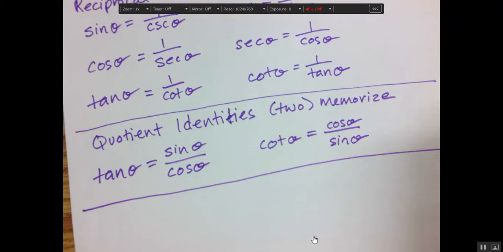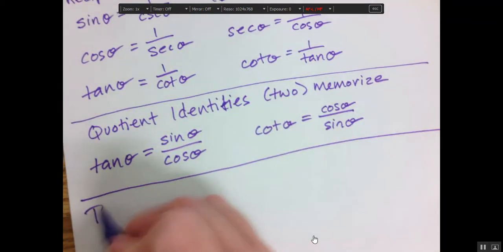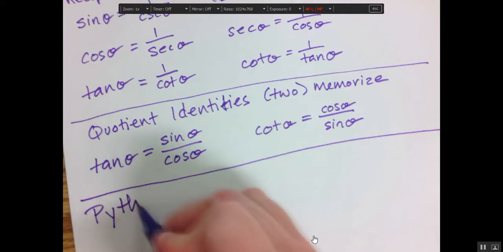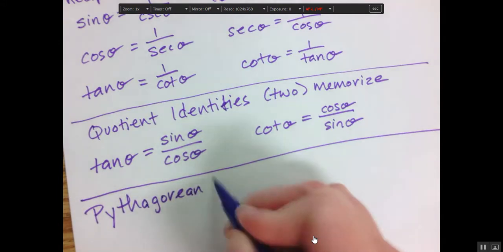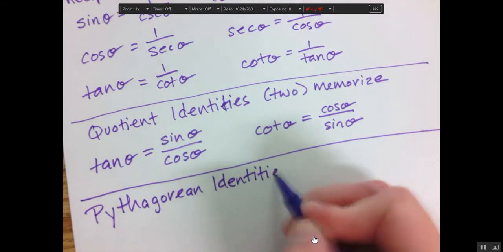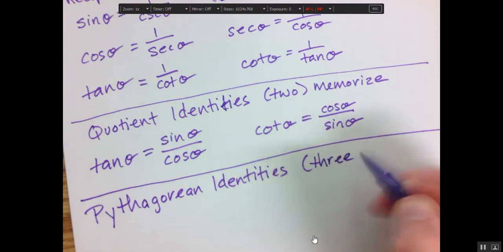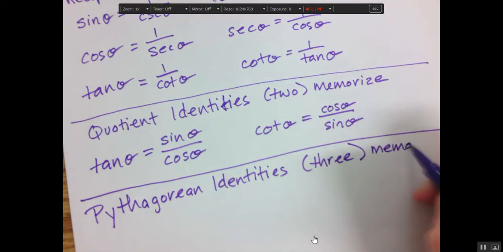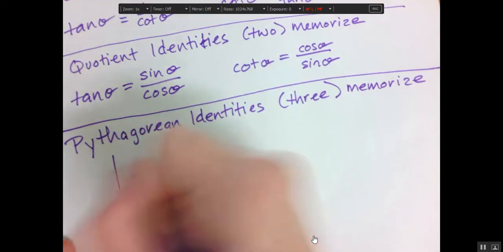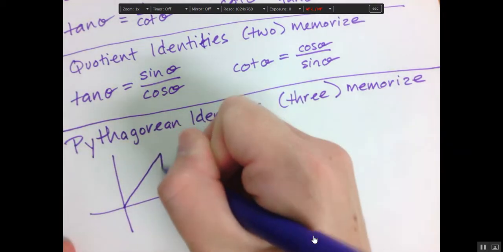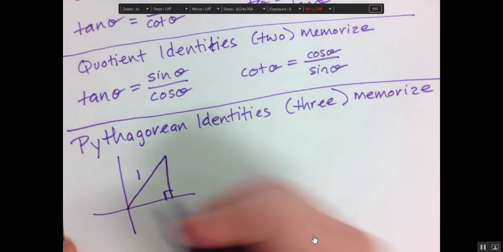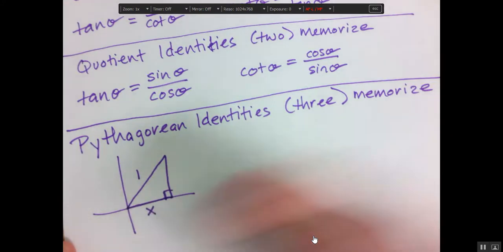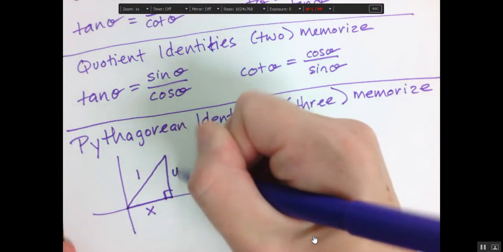All right, and then the last part is a little trickier. Those are the Pythagoreans. So we're going to set up a little triangle to explain the Pythagorean identities. There are 3. These we're also going to memorize, but when you forget them, they're easy to figure out. So you draw a triangle in the first quadrant, and this triangle is going to be on your unit circle, so the hypotenuse is going to be 1, and this side is on the x-axis, so that's x, and this is measuring in the y direction, so this is y.